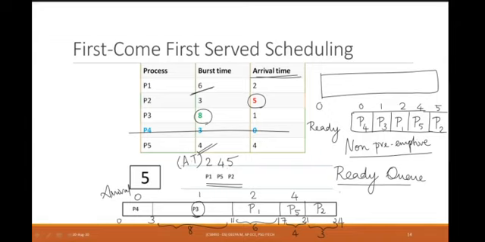Clear in this? How do I fill in my ready queue? Yes? Depending on my arrival time, I am going to put it onto my ready queue. But this is possible only for first come first serve. Okay, because it is non-preemptive, there will not be any process which will come from the CPU onto my ready queue. So the ready queue is filled.